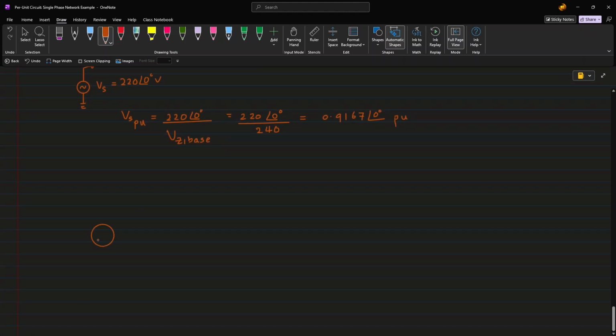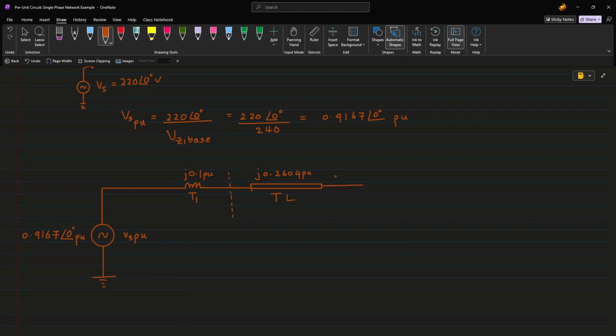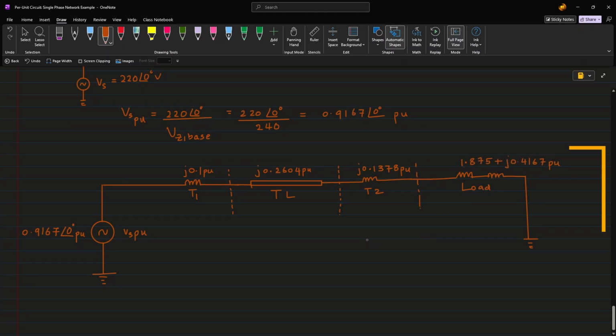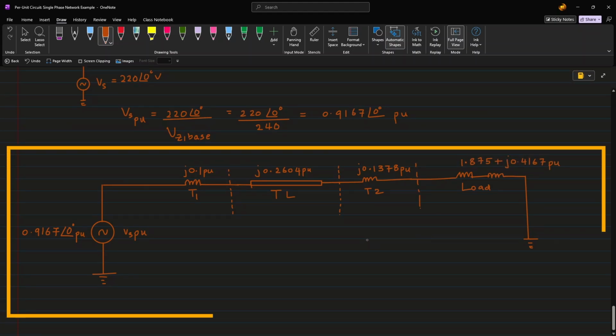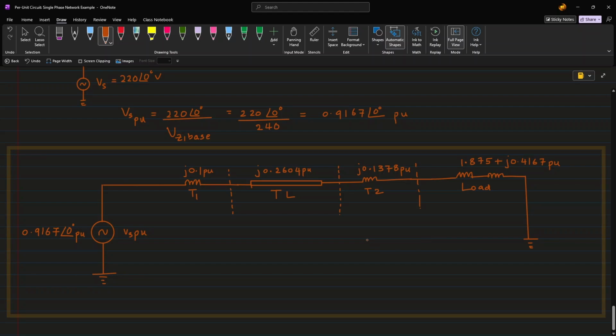Let's draw the per unit equivalent circuit now. First, start with the generator and denote its per unit voltage. This is followed by the transformer T1 and its corresponding per unit impedance. Next, we have the transmission line TL, which is followed by the transformer T2. Finally, we have the load in the system. This here is the per unit equivalent circuit of the power system. As you can see, all quantities in this circuit are in per unit form.